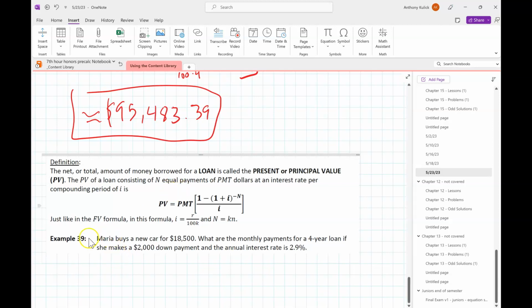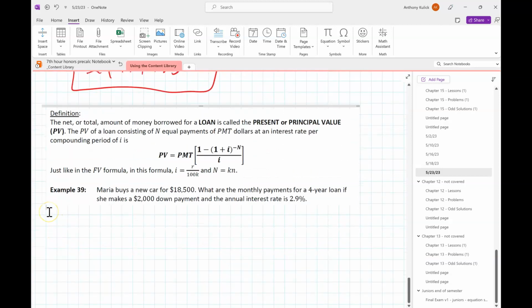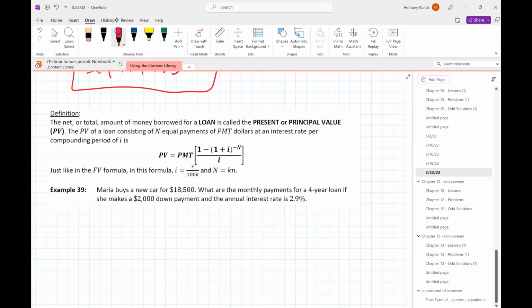All right, so let's look at an example. Maria buys a new car for $18,500. What are the monthly payments for a 4-year loan if she makes $2,000 down payment and the annual interest rate is 2.9%? So let's ask kind of a dumb basic question, but an important one if you've not ever bought anything before. What does it mean by a down payment?